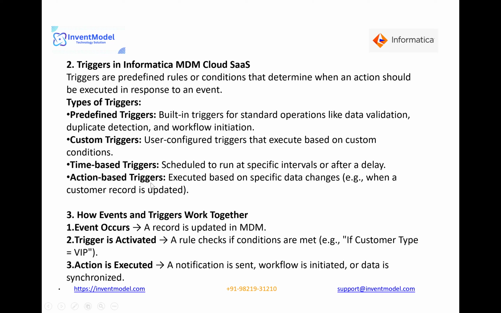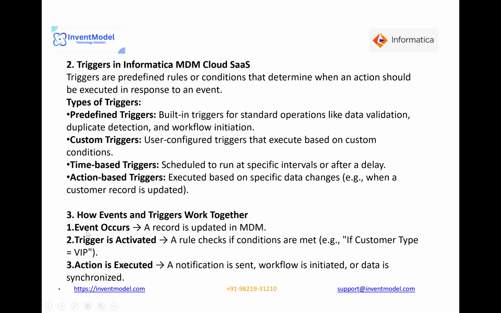Next is action-based triggers. As the name says, these are executed based on specific data changes. For example, when a customer record is updated, then this trigger gets executed. Then we have how events and triggers work together. We have seen the events and we have seen the triggers. So how do they work together?